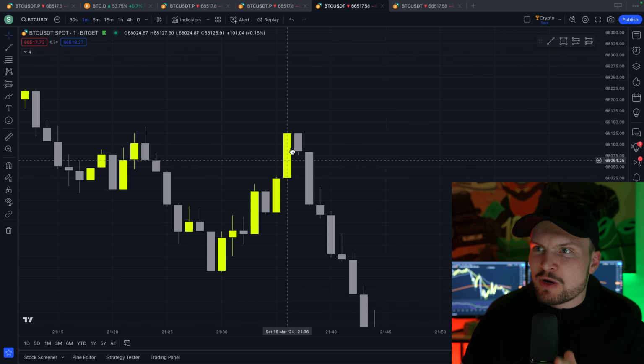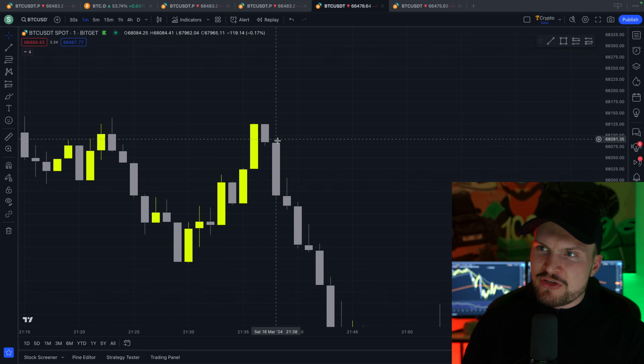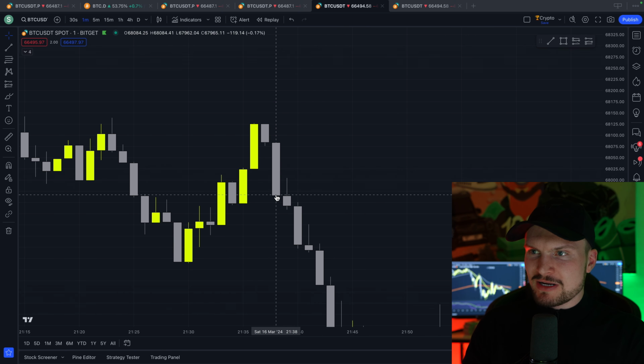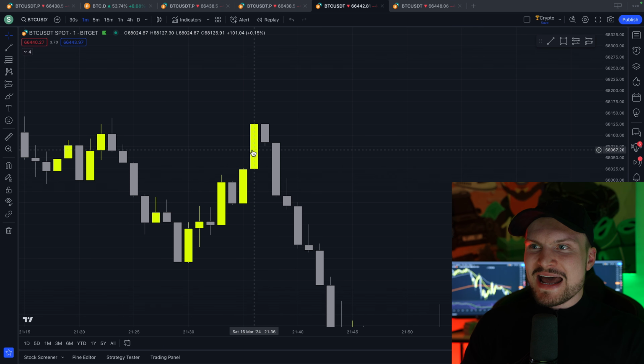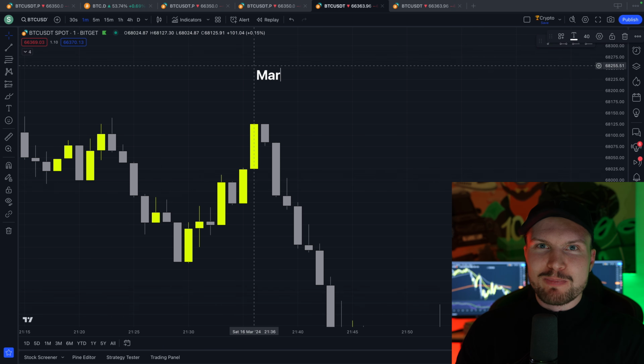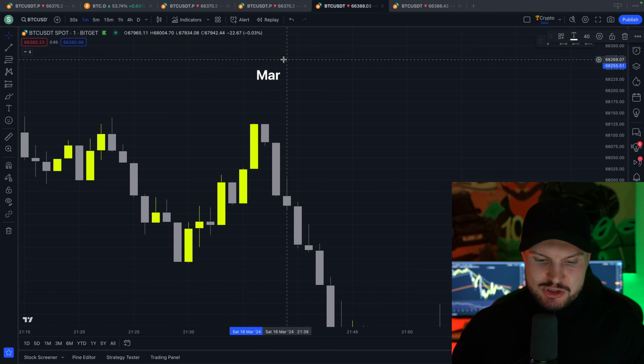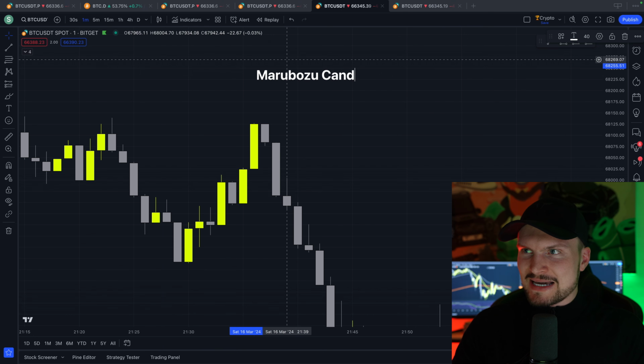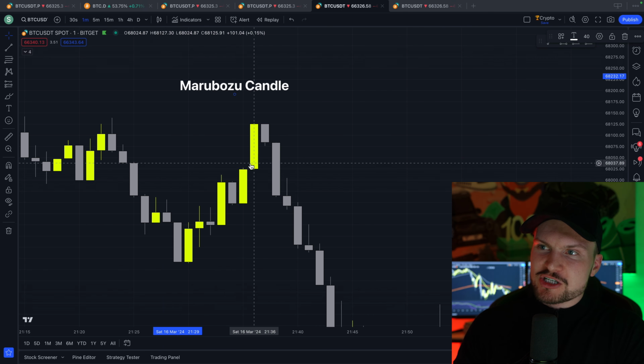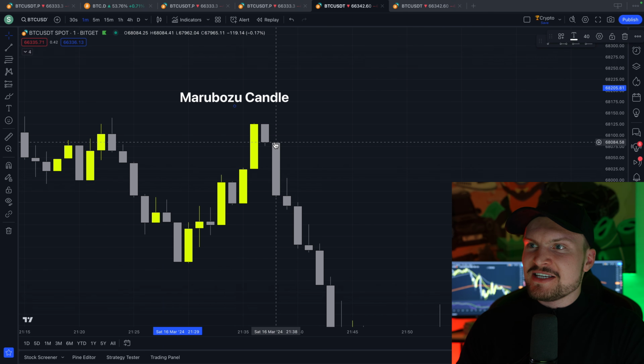There was no indecision or fight at the top or here. It opened, it went up, it closed. Same thing here: it opened, it went down, it closed. There was no fighting, no resistance. So this here is known as a Maru Bozu candle. Maru Bozu is Japanese and means dominance, or dominant. So this here would be a bullish Maru Bozu candle, and this here would be a bearish one.